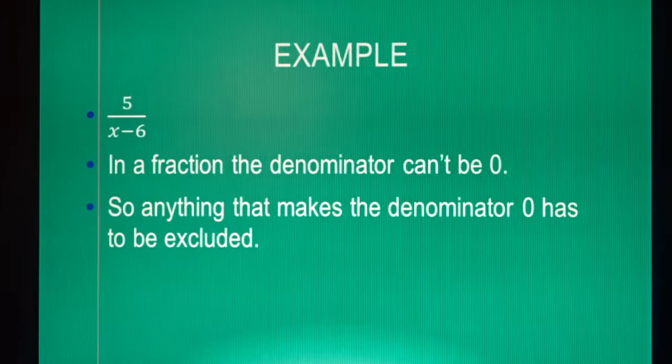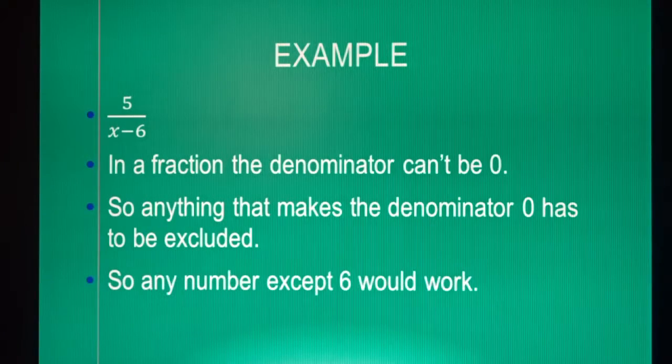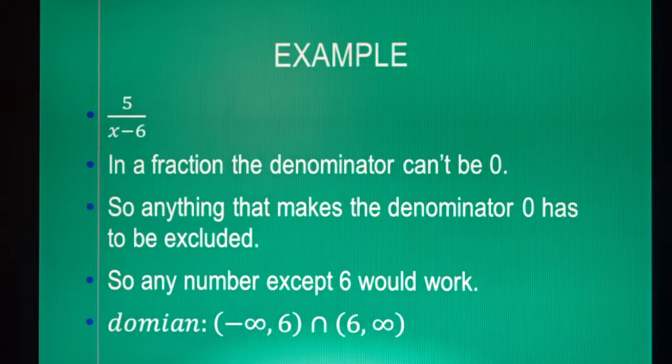Well, what makes the denominator 0? Well, we know that any number except 6 would be okay. 6 would make our denominator 0. And so our domain is all the negative numbers up to 6 and all the positive numbers after 6. So our domain is negative infinity to 6 and 6 to positive infinity.